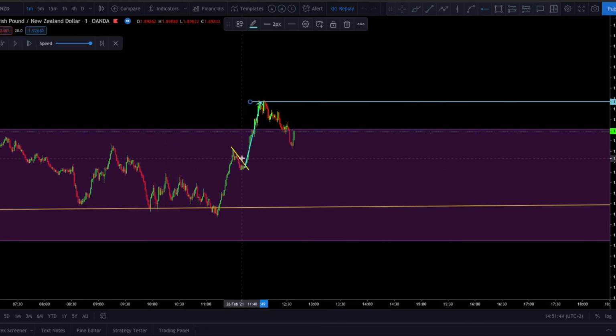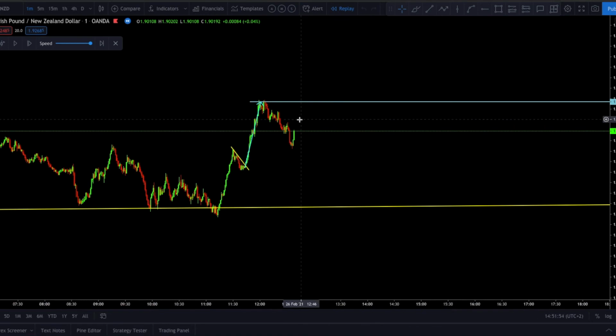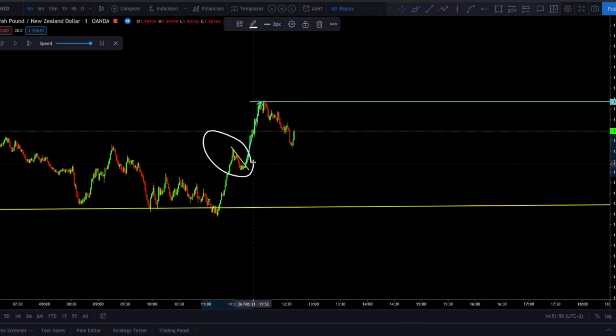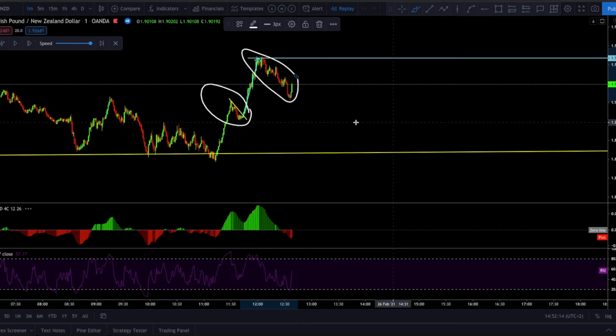Remember that we already got, okay, let me take away this box, because it's distracting us. We already got the 1 minute correction. After the 1 minute correction, it looks like now we're getting a 5 minute correction, because you see this correction is longer than the 5 minute one.